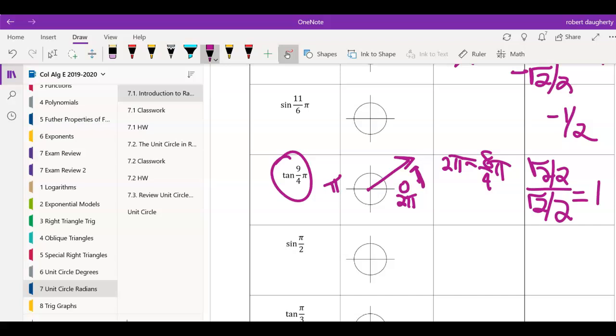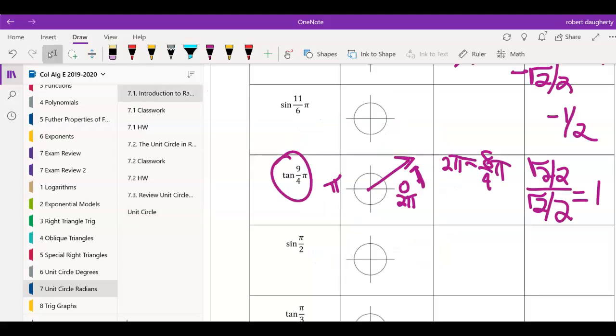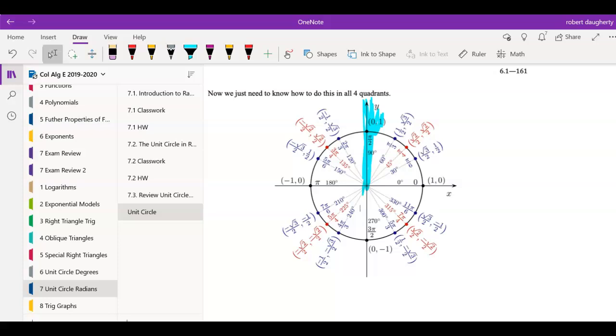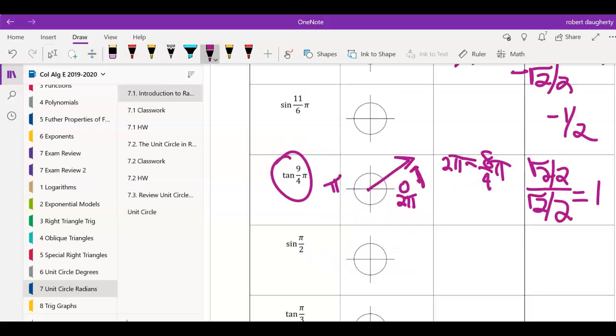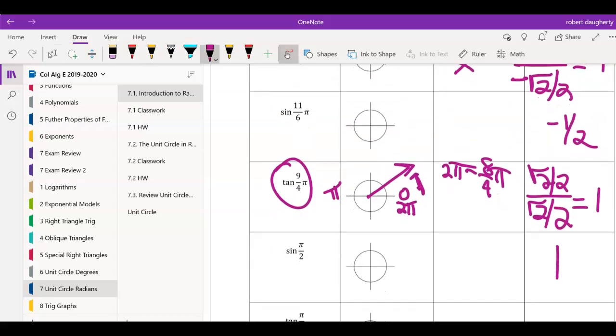Sine of pi over 2. So again, go back to your unit circle. And where is pi over 2? Well, pi over 2 is right here. Okay, that's the angle that's on the quadrant. I'm looking for the sine of that. The sine is the y value. The y value there is simply 1. So this answer is just 1.